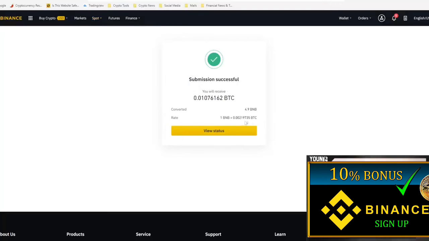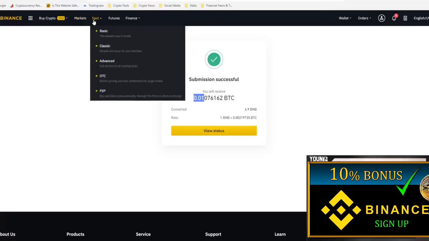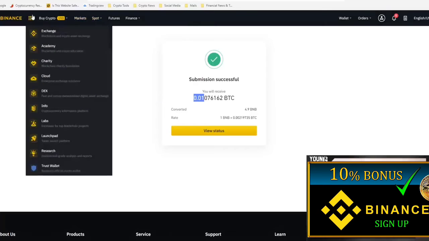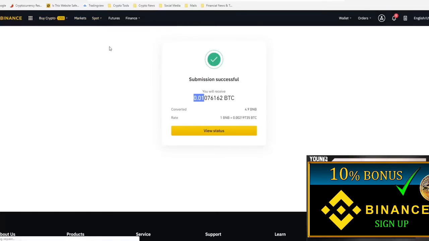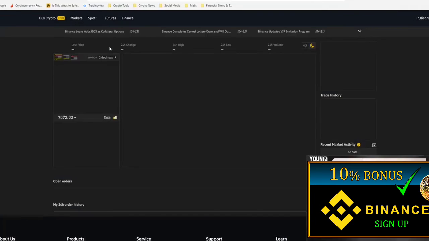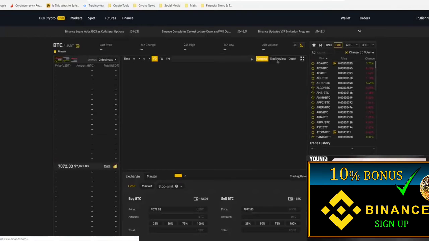So I have right now 0.01 Bitcoin right here. I have received that for my 4.9 BNB. So what we do is we go to spot classic, or we go here to exchange, but let's do it this way, spot classic, and then you have this classic interface of Binance.